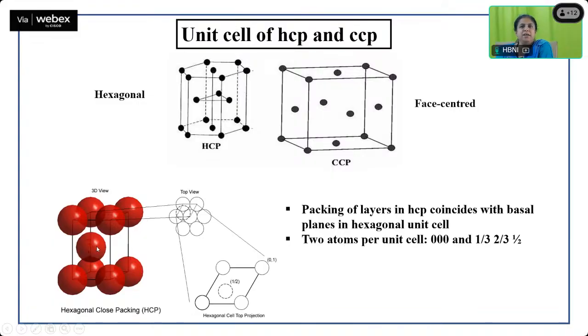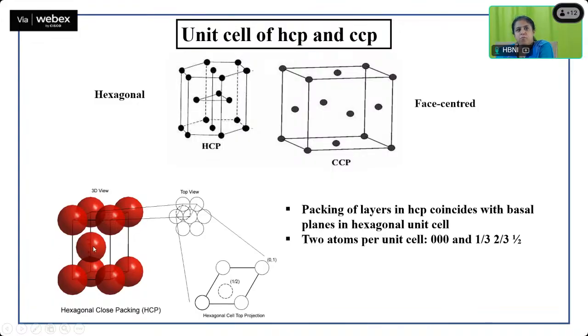One thing is clear, that its Z coordinate would be half, because we know that layer A, layer B, and layer C are equidistant, right? So if this layer is at 0, and this layer is at 1, this layer has to be at half. So Z coordinate is half.